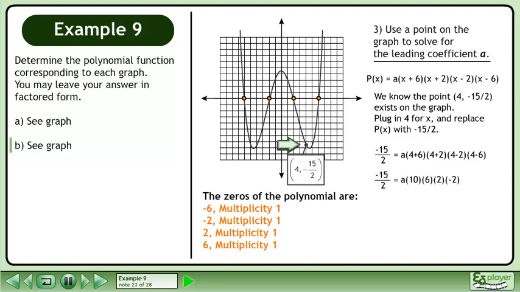Simplify to get negative 15 over 2 equals a times 10 times 6 times 2 times negative 2. Simplify further to get negative 15 over 2 equals negative 240a. Multiply both sides of the equation by 2 to get negative 15 equals negative 480a. Divide both sides of the equation by negative 480 to get a equals 1 over 32.